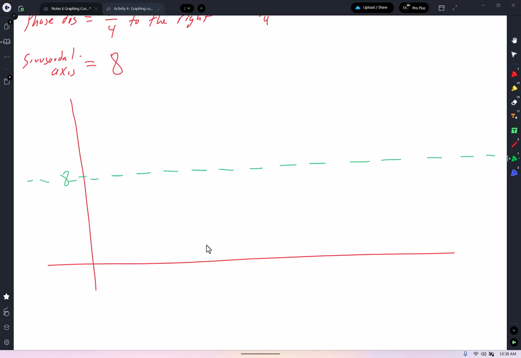What's my amplitude? 5. So I'm going to go 5 above 8. What's 8 plus 5? I'm going to say this is 13. And what's 8 minus 5? I'm going to say this is 3 right here. Not to scale, in case someone's measuring with a ruler to see that my scale is correct. So I'm going to say not to scale, NTS.